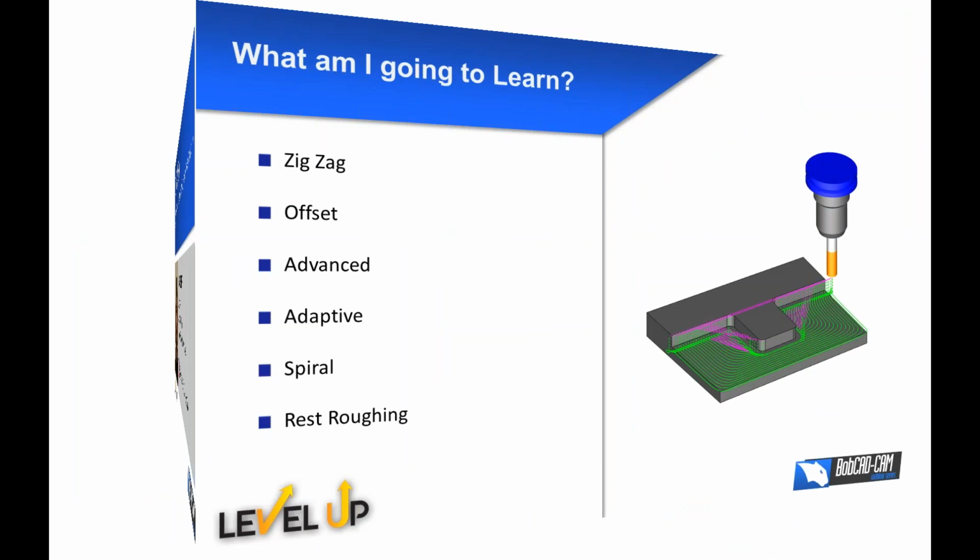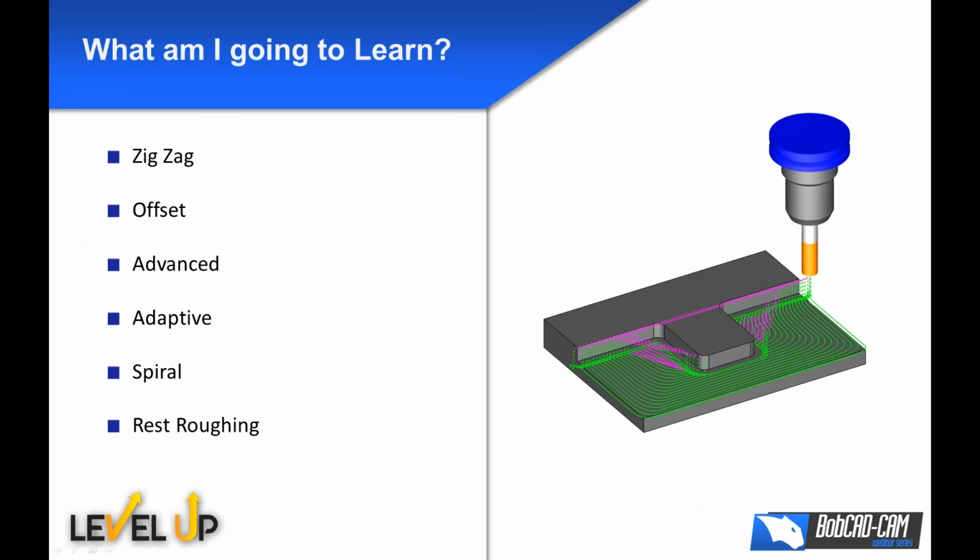So what are we going to learn today? Today is all about pocketing, 2D pocketing. We're going to go through zigzag, offset, advanced, adaptive, spiral, and rest roughing. We have a bunch of sample files to go through, a couple sent in from some customers. So it's pretty exciting.